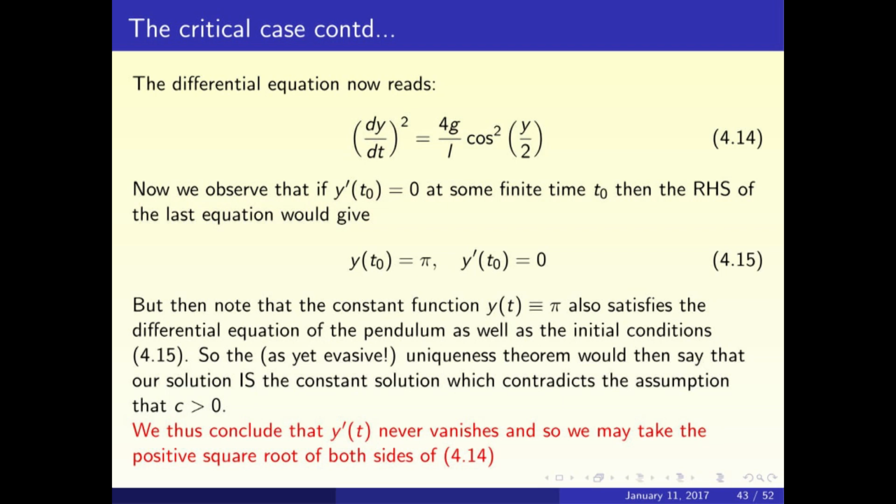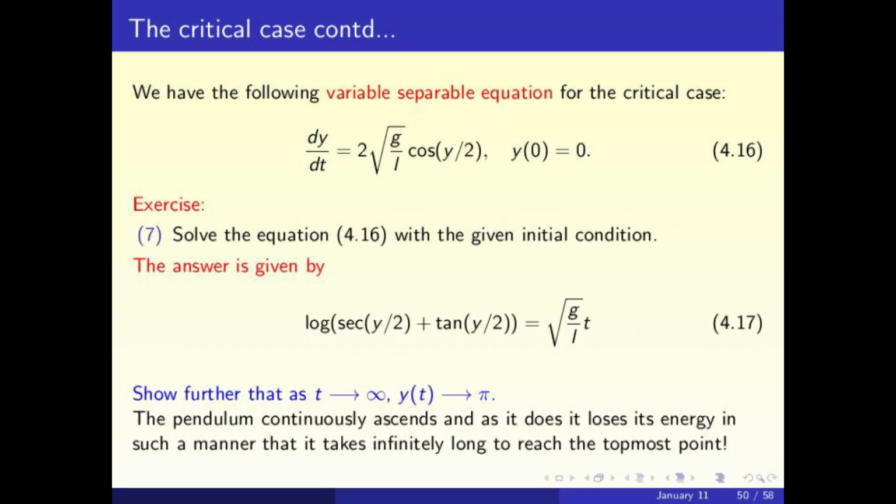So, we conclude that y prime t never vanishes and we may take the positive square root of both sides of 4.14. So, we have the following variable separable equation for the critical case: dy by dt equals twice root g by L cos y by 2 and y of 0 equal to 0. So, let us try to solve equation 4.16 by separating the variables. Bring the cos y by 2 on the left hand side and integrate. You get log secant y by 2 plus tan y by 2 equals root g by L t.